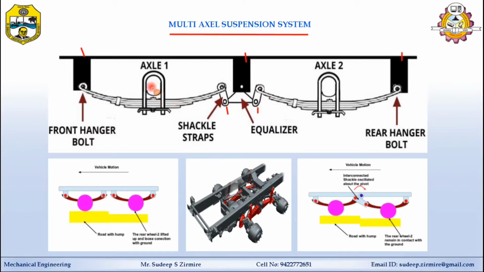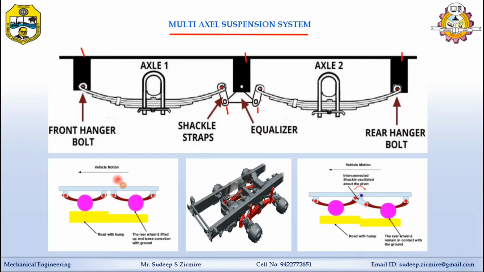Second, here you can see the axle is fixed with U-bolts. Here also bolts are provided. This is the fixed end. Also here bolts are provided. This U-bolt is fixed with all leaves. These are the fixed ends on both sides, and in between the shackle is moving.